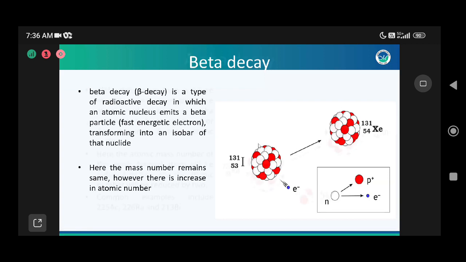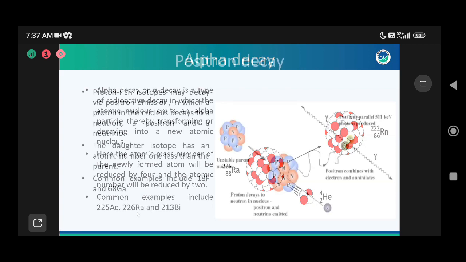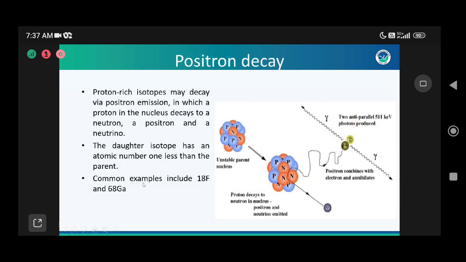And alpha decay, this is one of the newer and prominent ones which everyone should know, in which the parent nuclei decay into daughter nuclei with emission of an alpha particle of large mass. An alpha particle is nothing but a helium particle, and common examples include actinium, radium and bismuth, which are currently used.